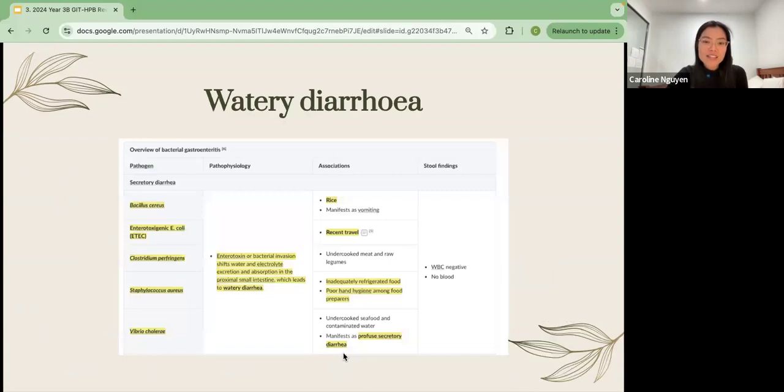So watery diarrhea: Bacillus cereus from rice, enterotoxigenic E. coli, and Clostridium perfringens, as well as Staph aureus and cholera. Remember, cholera is the one that results in, actually type it in the chat, private message me, what kind of symptom do people with cholera have? What kind of diarrhea? Perfect. Yeah. Anyone else? Okay, yeah, that's right. Rice water stools, and that's a buzzword, so remember that.